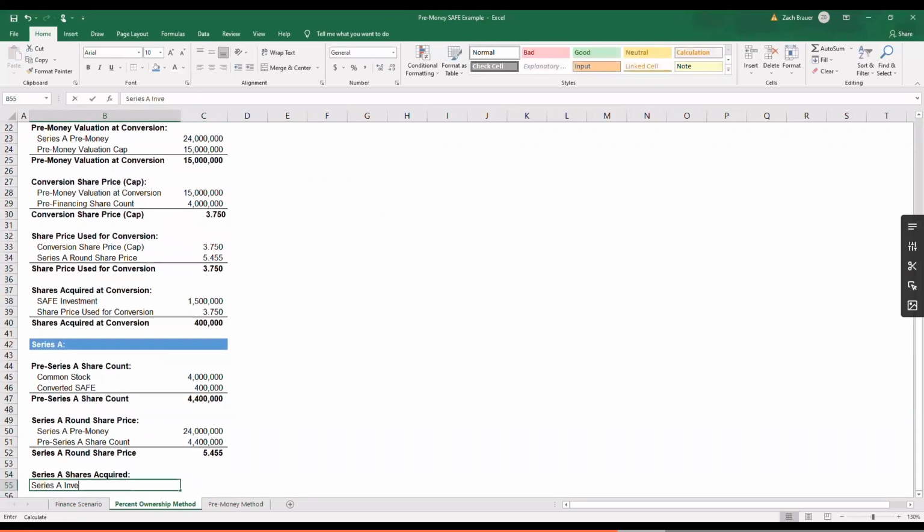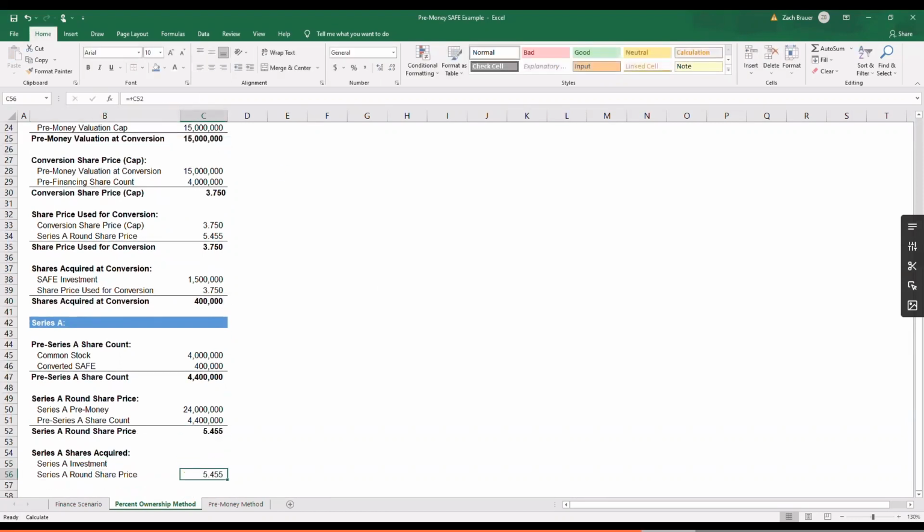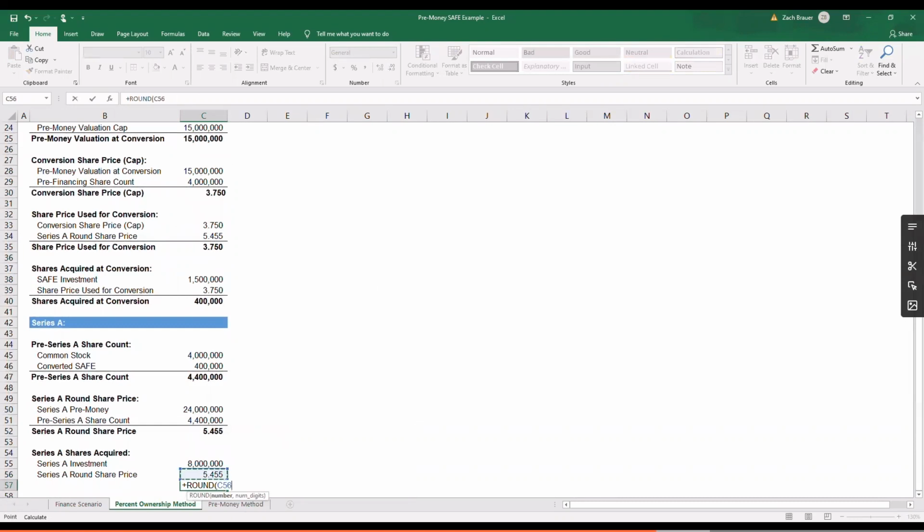Now that we have the Series A round share price, we can calculate the number of shares that Series A acquires by taking the Series A investment divided by the Series A round share price. And from here, we can now build out our post-money ownership section of the model.